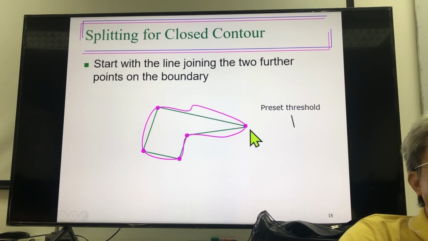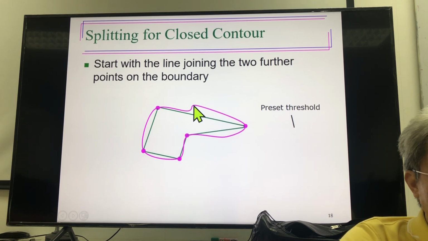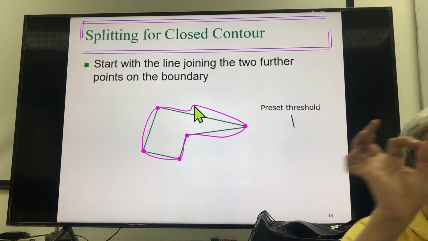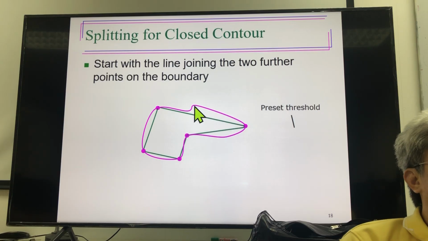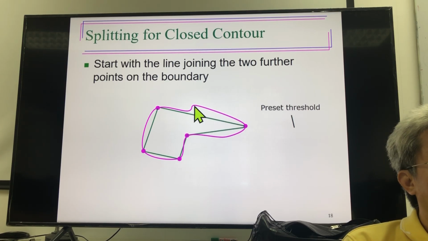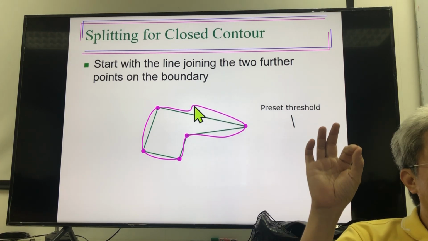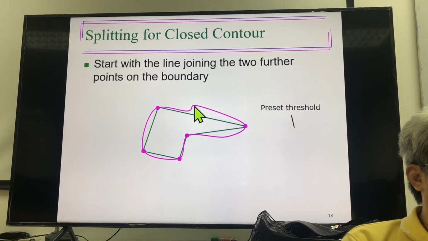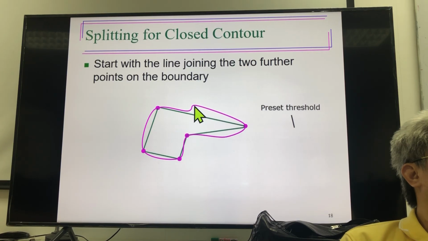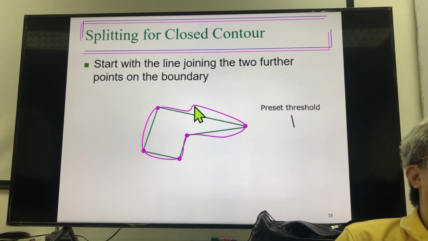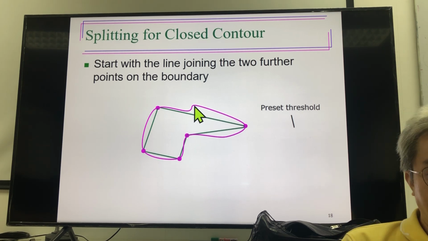For example, here, if you decrease the threshold, you can split it here again, but then the threshold will be smaller and smaller. You get a more complicated polygon, that's all. So it depends on how complicated you want the polygon to be. The threshold should not be too small and should not be too large. The question is which one is just right? We don't know. Nobody knows.